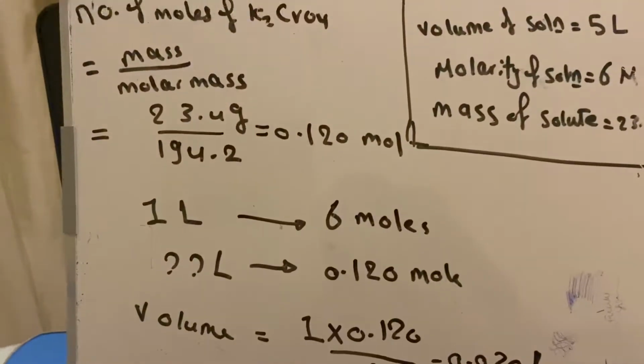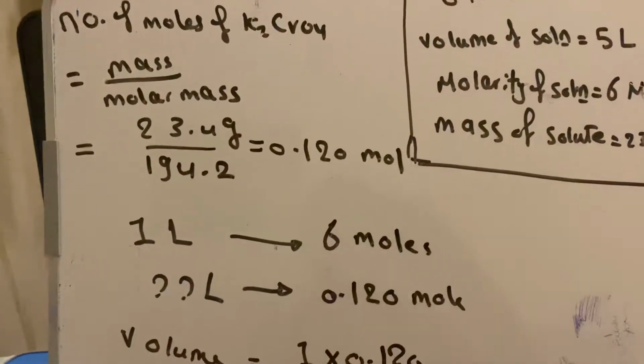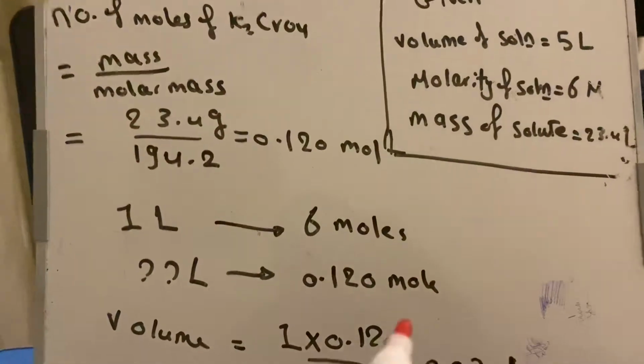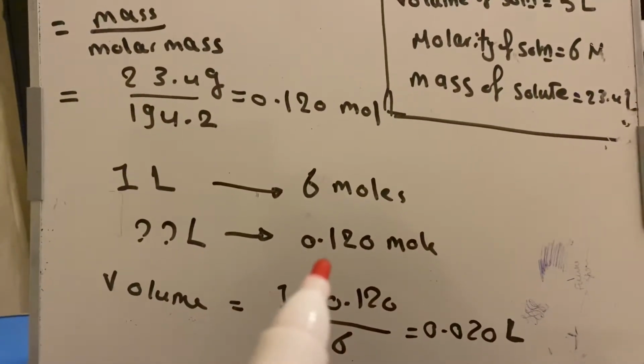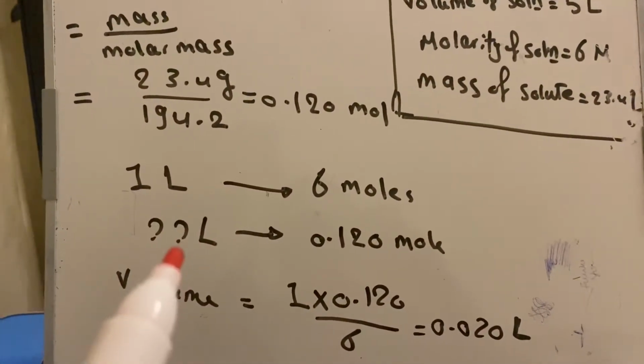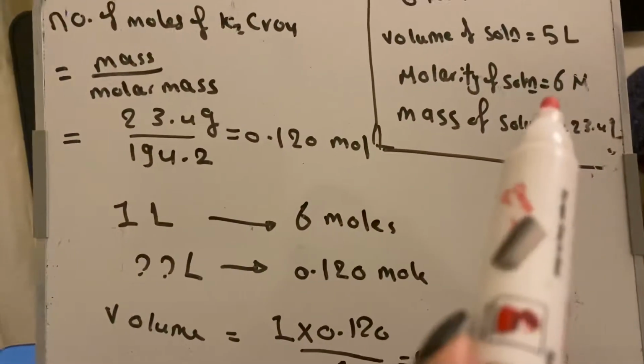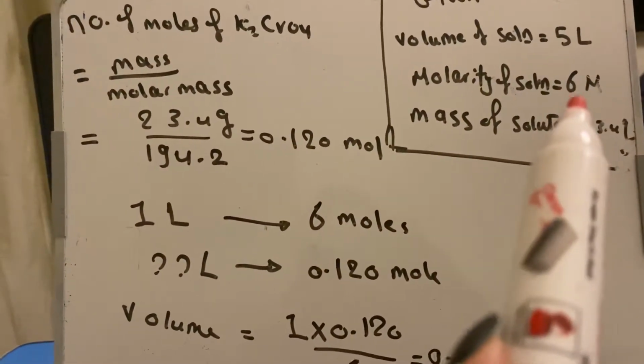And you have to divide this mass by the molar mass to find out the number of moles. Then you have this number of moles. And the question is asking about the volume. How can you calculate the volume? Can you see here? The concentration is given, which is 6, or molarity is given, which is 6 molar.